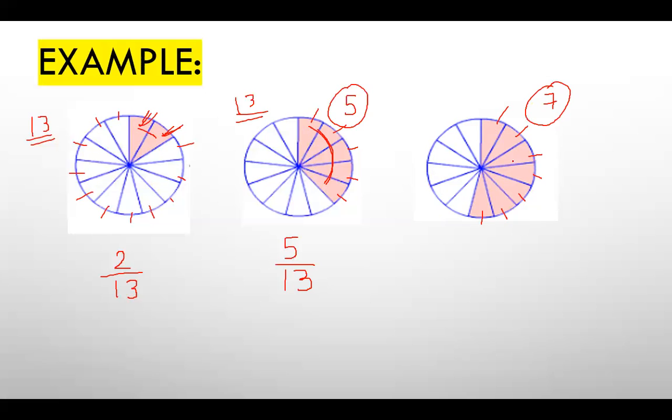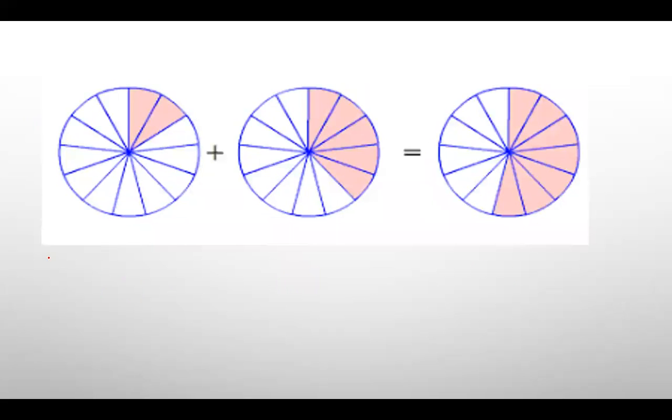If I am asking how much of the wheel has been painted now, then 7 parts out of 13 parts have been painted. So this fraction will become 7 by 13. So the child has painted a total of 7 parts out of 13 parts. So how will it look? It will exactly look like this.